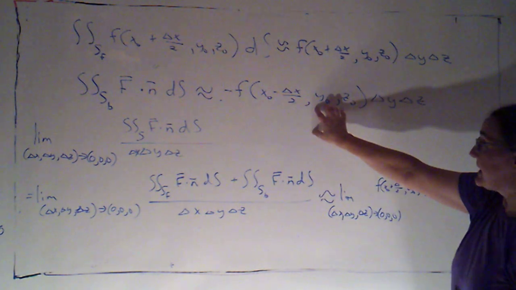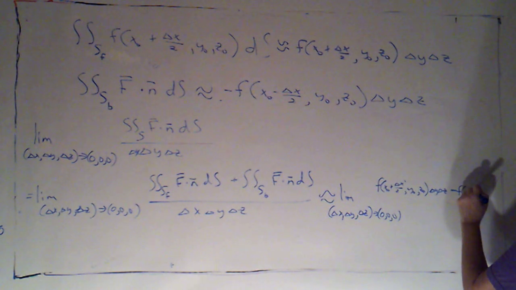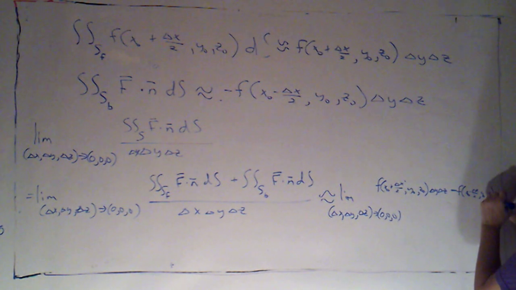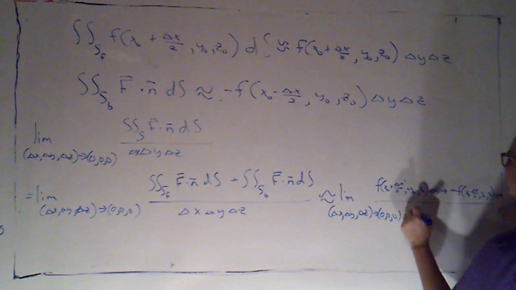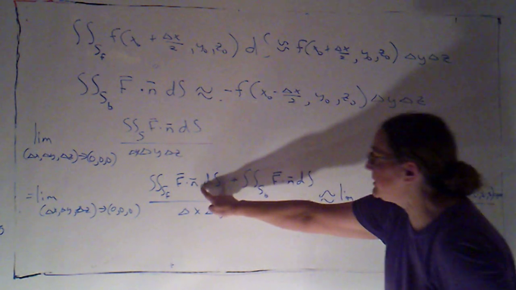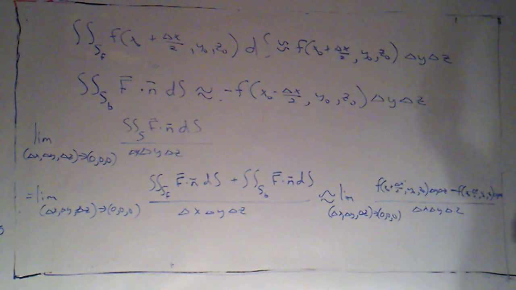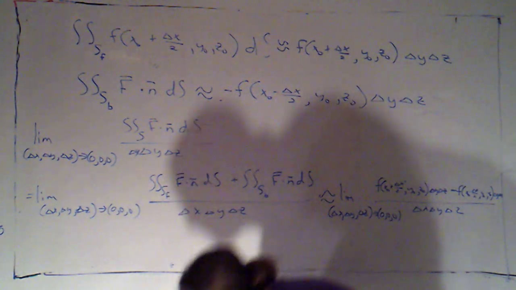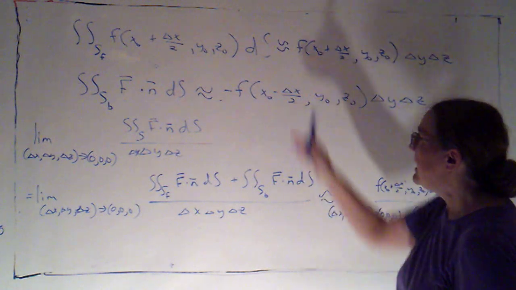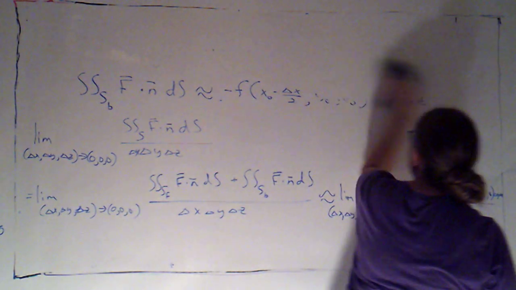Adding this is adding this. So minus f of x naught minus delta x over 2, y naught, z naught, times delta y delta z, all over delta x, delta y, delta z. So I can just replace these 2 things with what I've approximated them as. Now, this is getting a little bit cramped. What I'm going to do is rewrite that limit, which is approximating the limit of these first 2 terms. I'm going to rewrite that a little bit bigger so that we can take a look at what happens when we evaluate that.